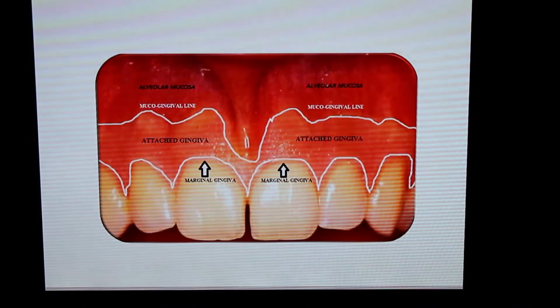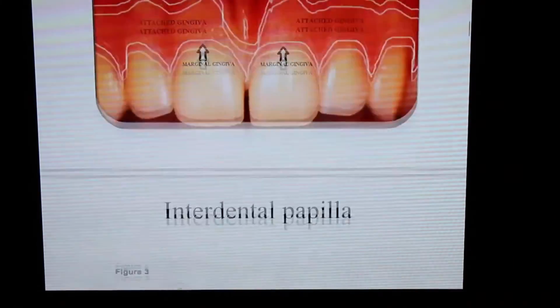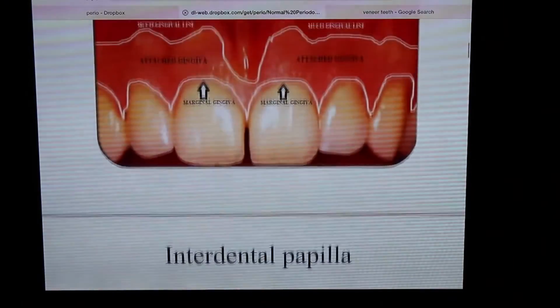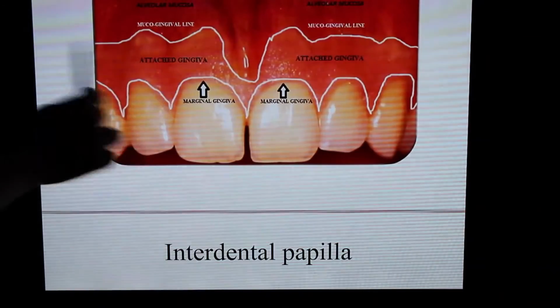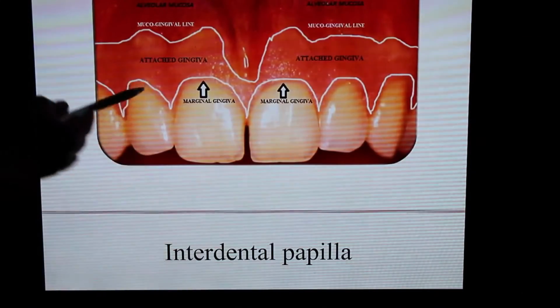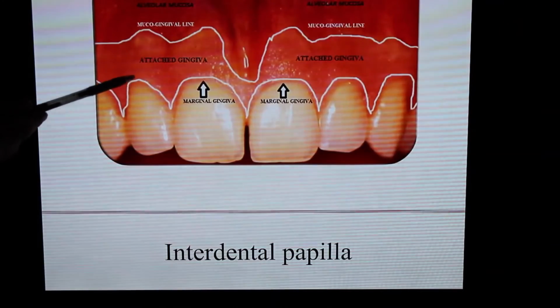Now, one thing I forgot to tell you is that even the gingival margin is scallop shaped. It is not a straight line. In subsequent slides, I will tell you about it. Now, in the outer surface of gingiva, you will see the surface of tooth. Here, this is marginal gingiva, and this is interdental papilla.